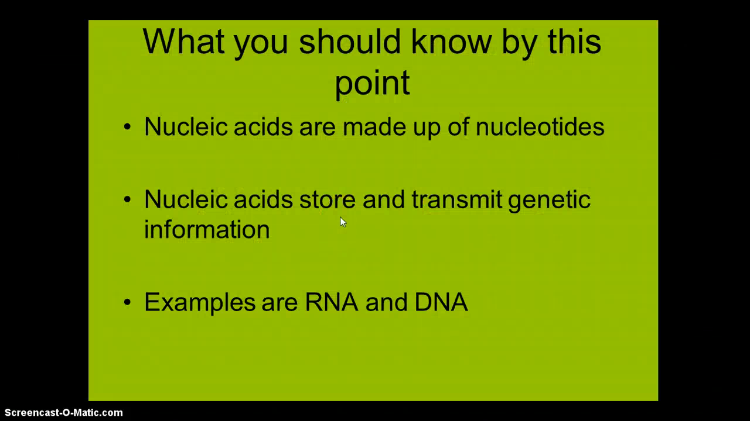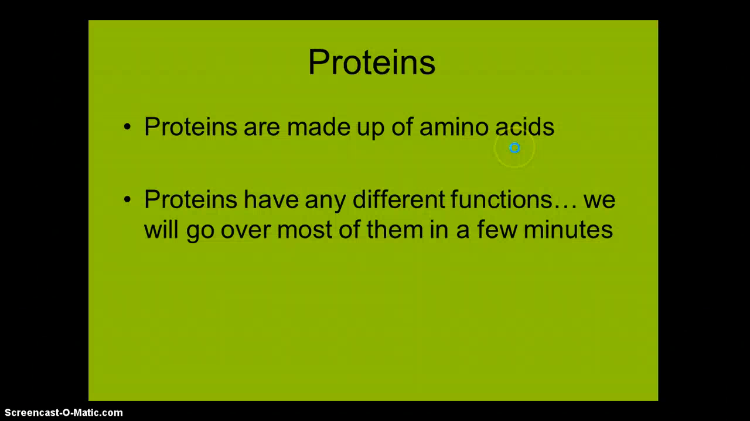By this point, you should know that nucleic acids are made up of nucleotides, and their function is to store and transmit genetic info. Examples are RNA and DNA. So when I ask you, DNA is an example of which type of macromolecule, you should probably know that it's a nucleic acid. And you should also know that nucleic acids are made up of nucleotides. That's kind of easy to remember because nucleic acids, nucleotides, they've got part of the word inside the monomer.